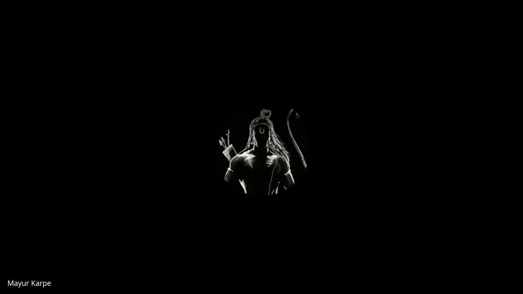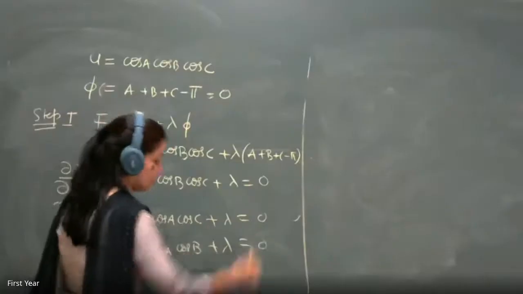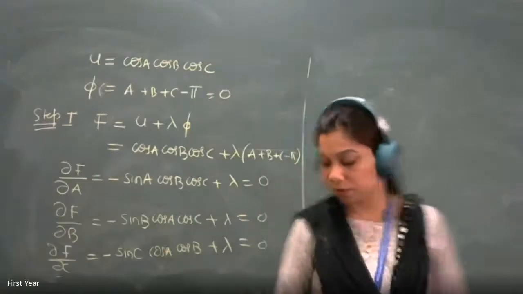Minus sin C cos A cos B plus lambda equals 0. Very good.